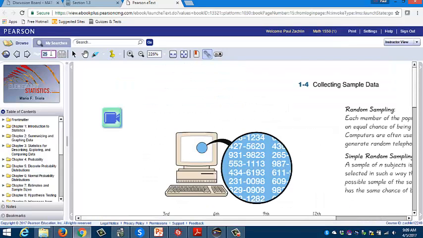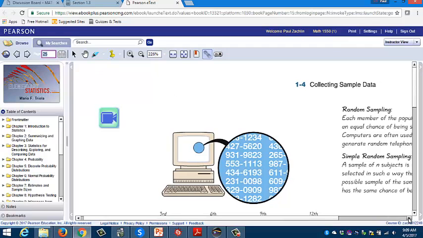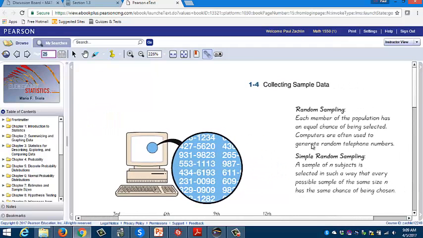Okay. So they say, here's some different kinds of sampling. Actually, this first picture kind of cracks me up because it says random sampling, right? Computers are often used to generate random telephone numbers. Actually, there's a big debate. When a computer gives you a random number, is it really random?